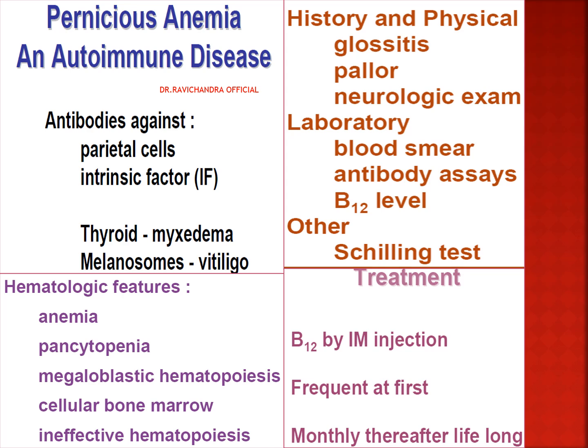There will be glossitis, there will be pallor, and the hematological features will be anemia, pancytopenia, and megaloblastic hematopoiesis. There will be a cellular bone marrow with ineffective hematopoiesis. Schilling test is useful in diagnosis, and B12 levels and antibodies will also help in diagnosing pernicious anemia. Treatment is giving B12 by IM injection, frequent at first, then lifelong once monthly.